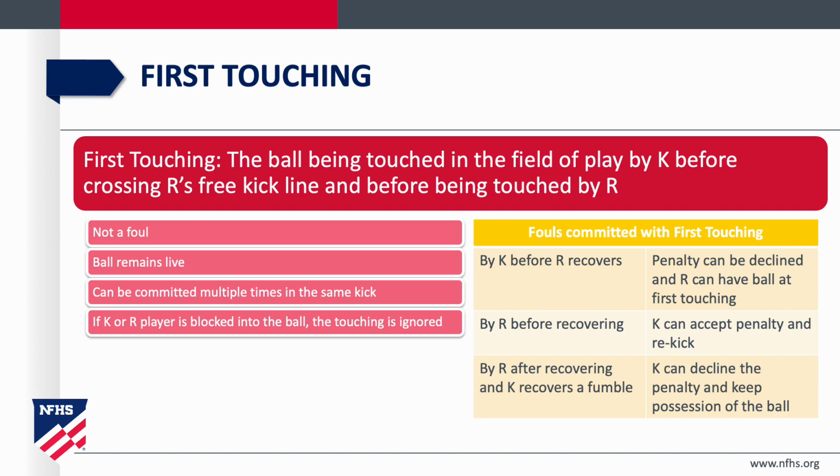And finally, in a more complicated situation, if K first touches the ball, then R recovers the ball and begins advancing, and during the run, K ends up with the ball in possession at the end of the play after a fumble, K can decline the penalty and keep possession of the ball. In these situations, it's good for a crew to come together and discuss everything that happened to make sure we get the enforcement correct. Take the time needed to get the ruling correct in these difficult situations.